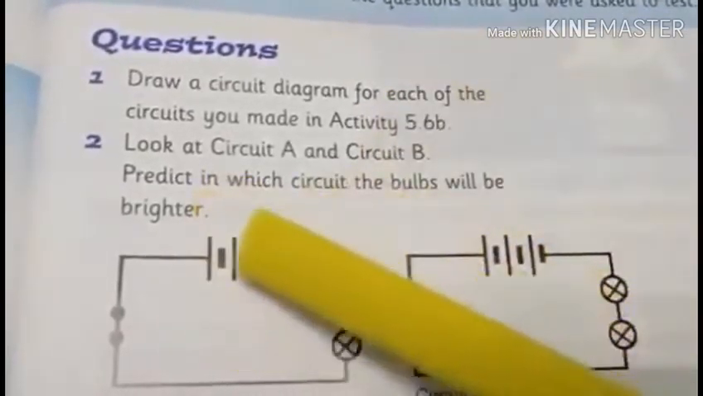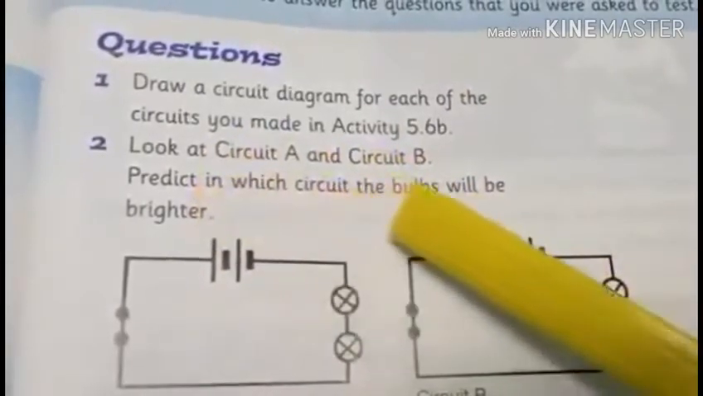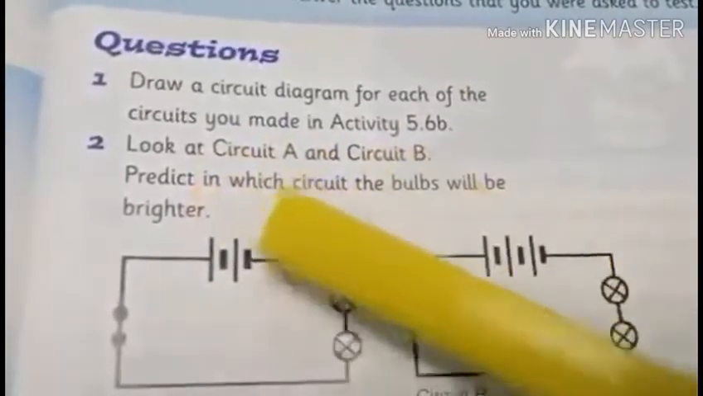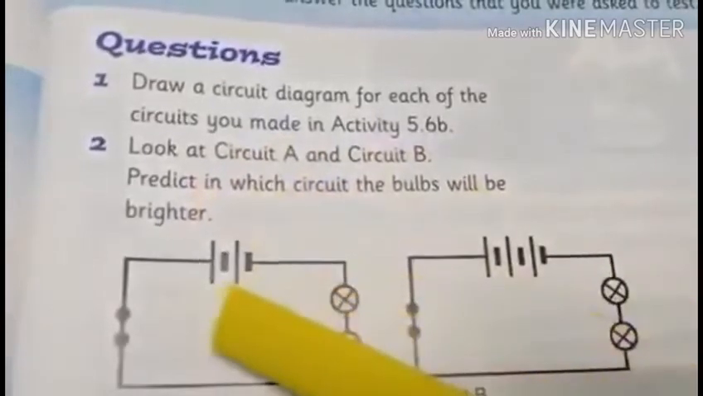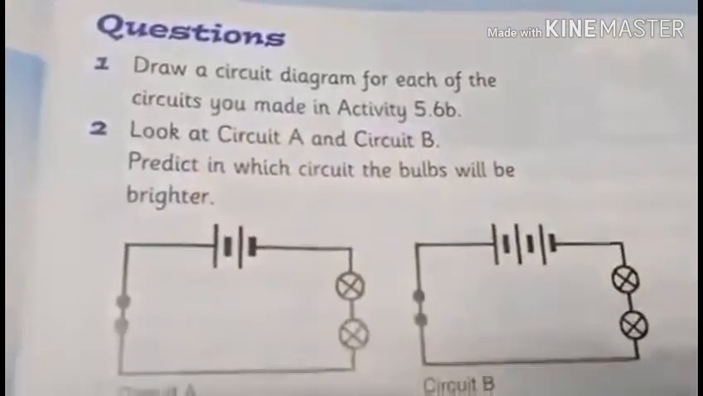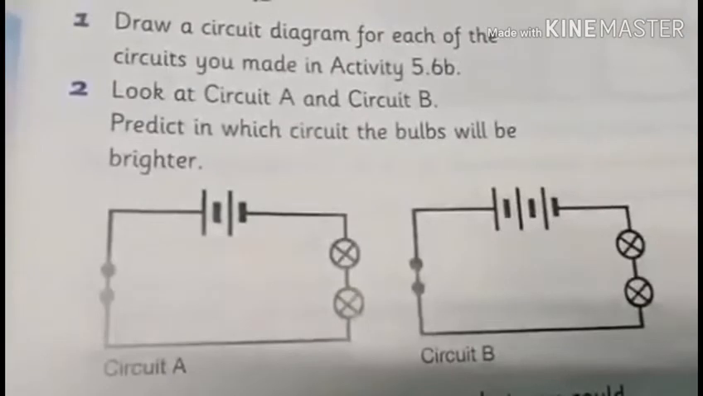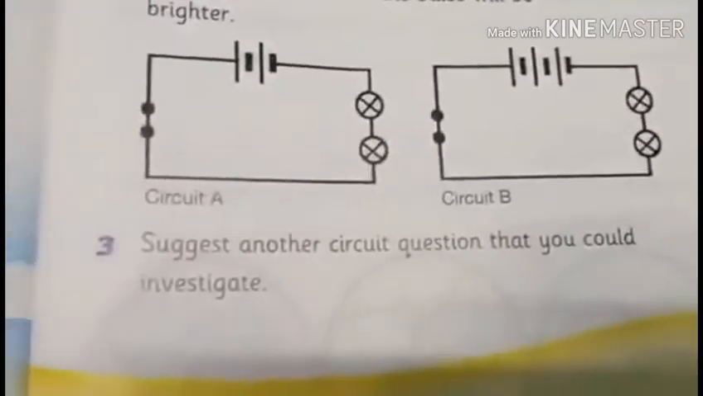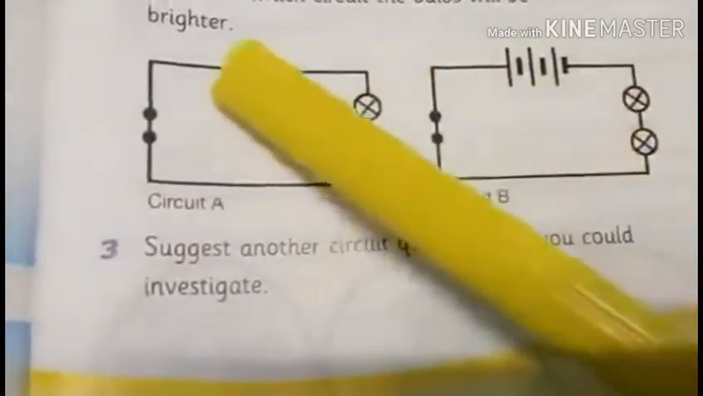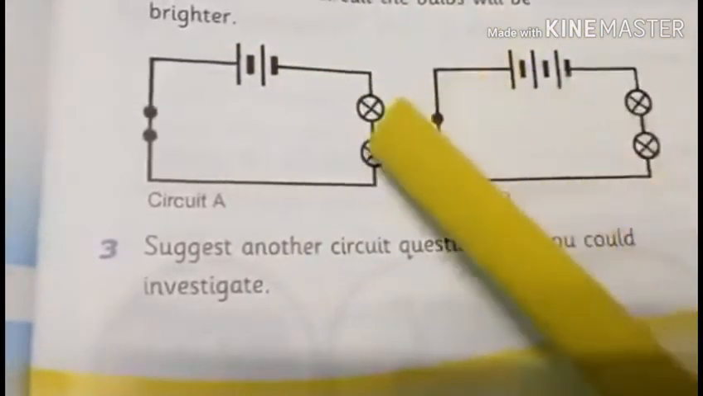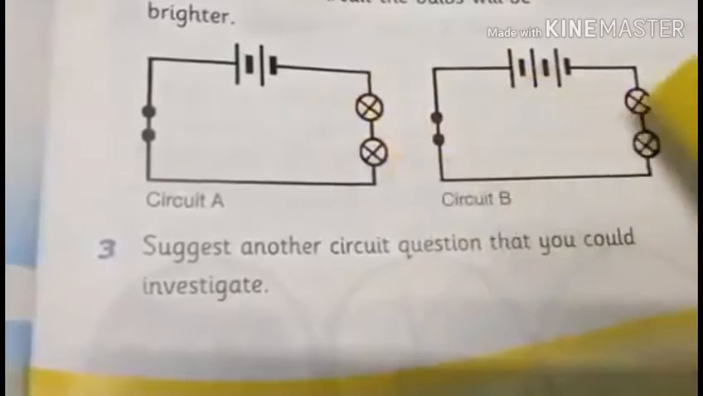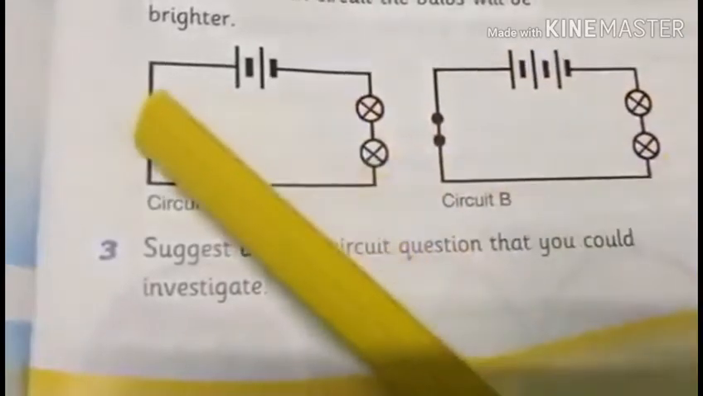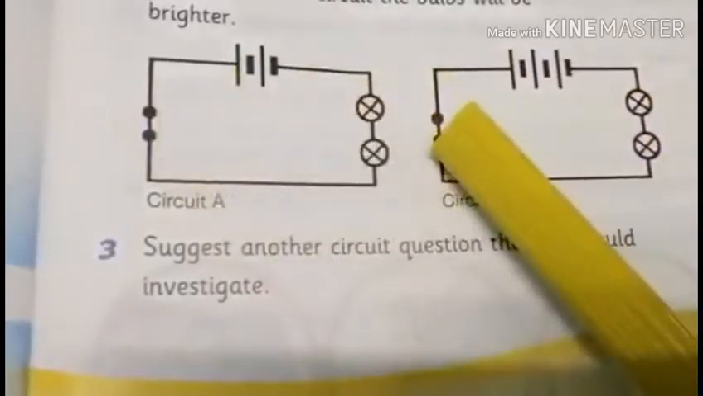And next question. Look at circuit A and circuit B. Predict in which circuit the bulb will be brighter. Which bulbs are brighter? Look at the circuit diagram. Circuit A or circuit B? What about the cells? Look at the cells. Here are 2 cells. Here are 3 cells. Same number of bulbs. One closed switch. One closed switch.